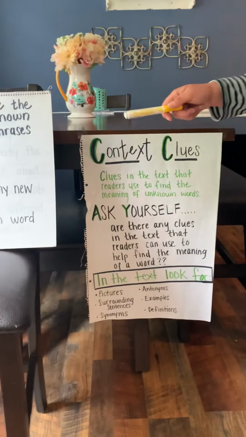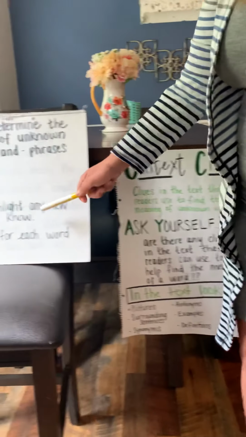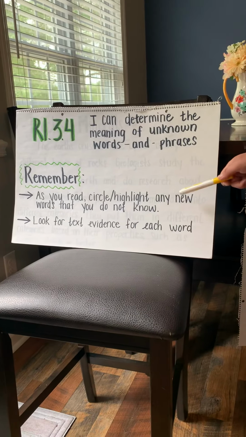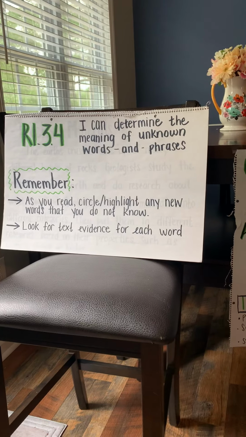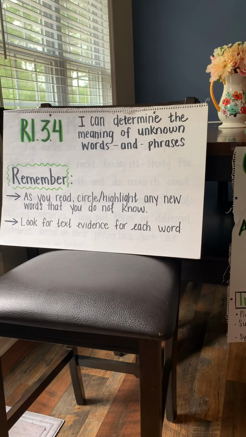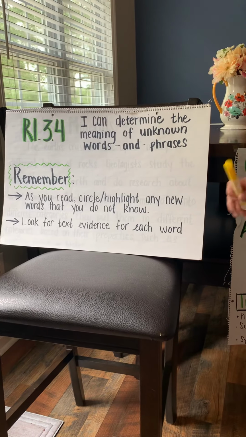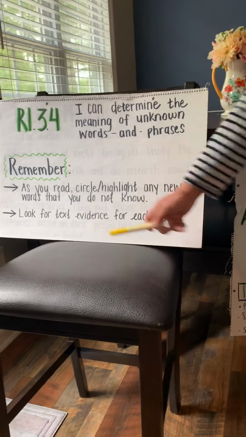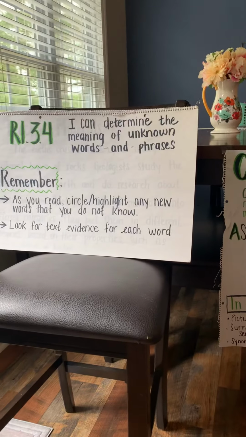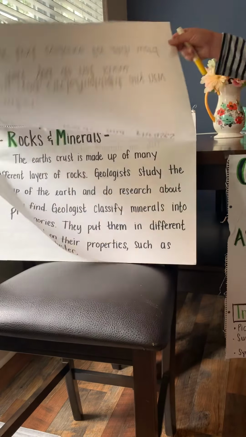So as we read our text for today, we're going to remember to circle or highlight any new words that we don't know. And then after we do that, we're going to go back and we're going to try to find some context clues as evidence to help us figure out which word means. All right, y'all ready?